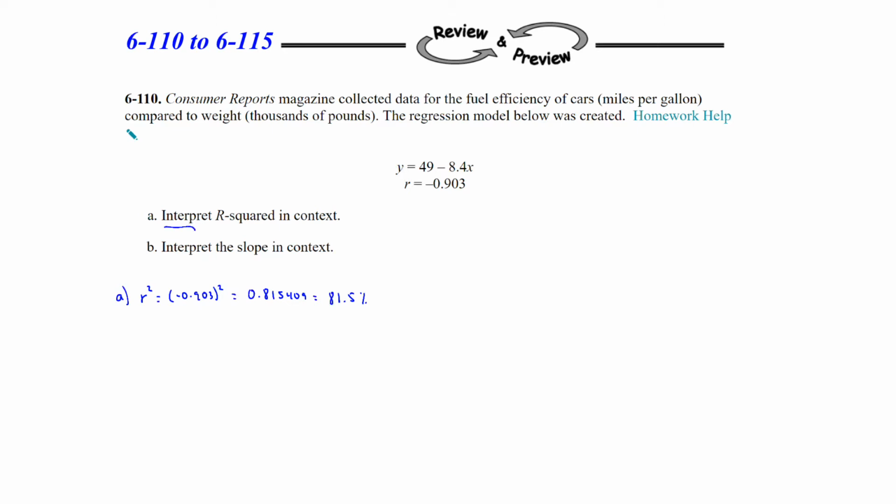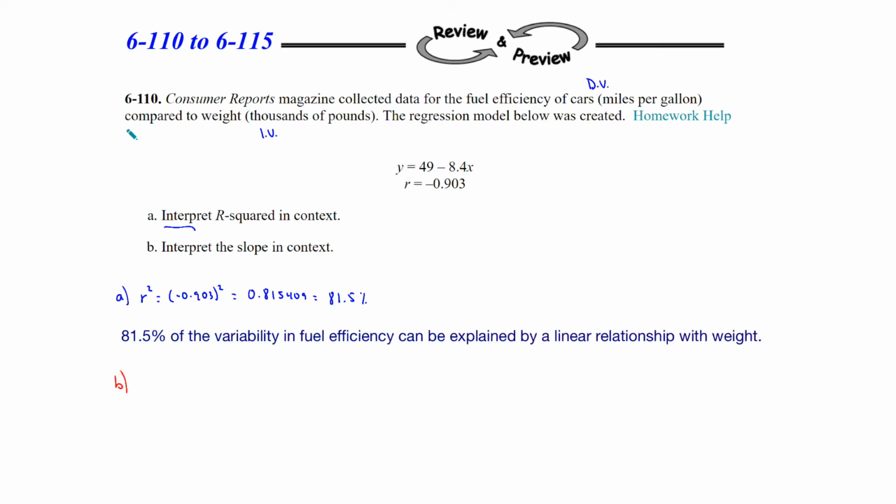Okay. And so we also need to interpret what that means in context. So 81.5%, you have to know what your independent and dependent variables are. You have the fuel efficiency of cars in miles per gallon compared to the weight in thousands of pounds. The fuel efficiency of the cars, the miles per gallon, depends on the weight of the car. So thousands of pounds would be the independent variable, your weight, and then your dependent would be the miles per gallon of the car. So we know that 81.5% of the variability in fuel efficiency can be explained by a linear relationship with weight.